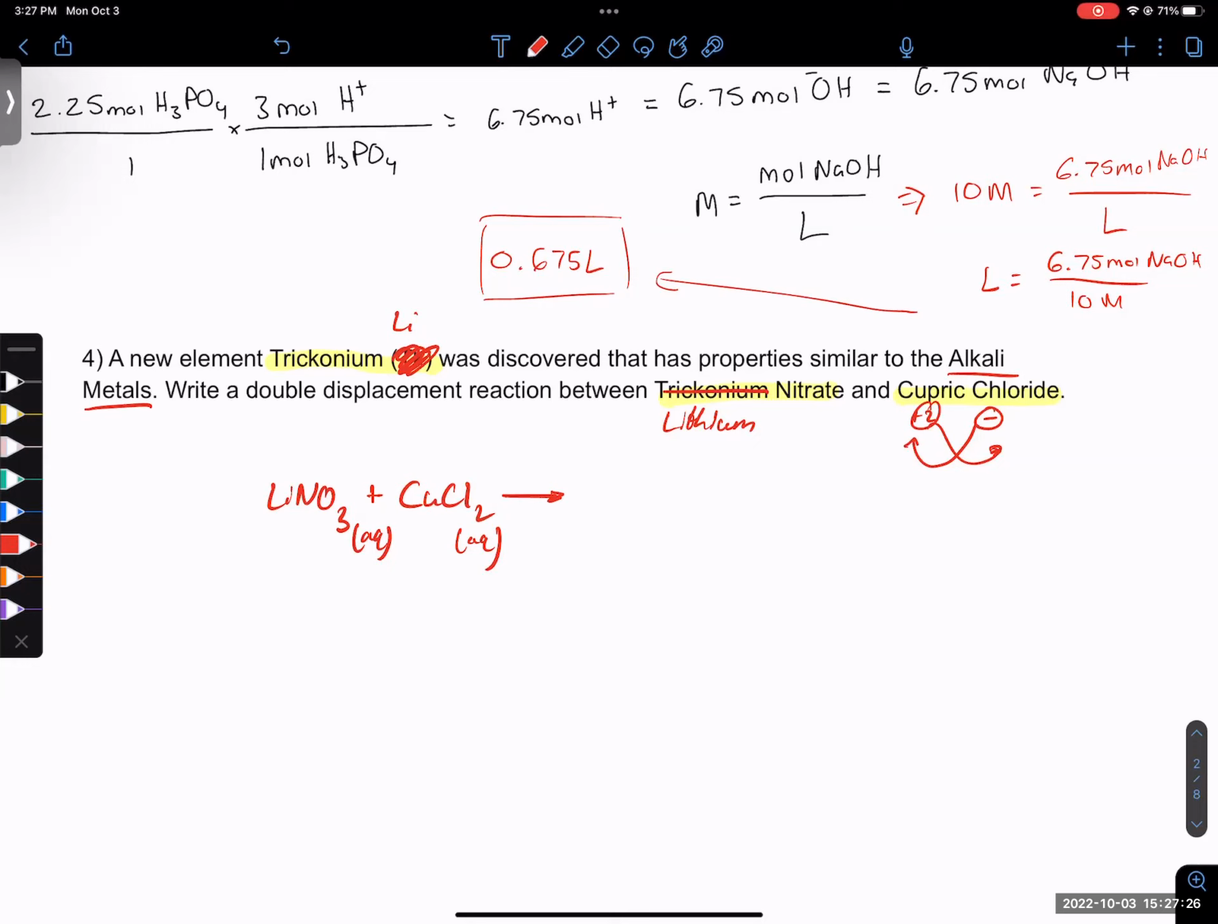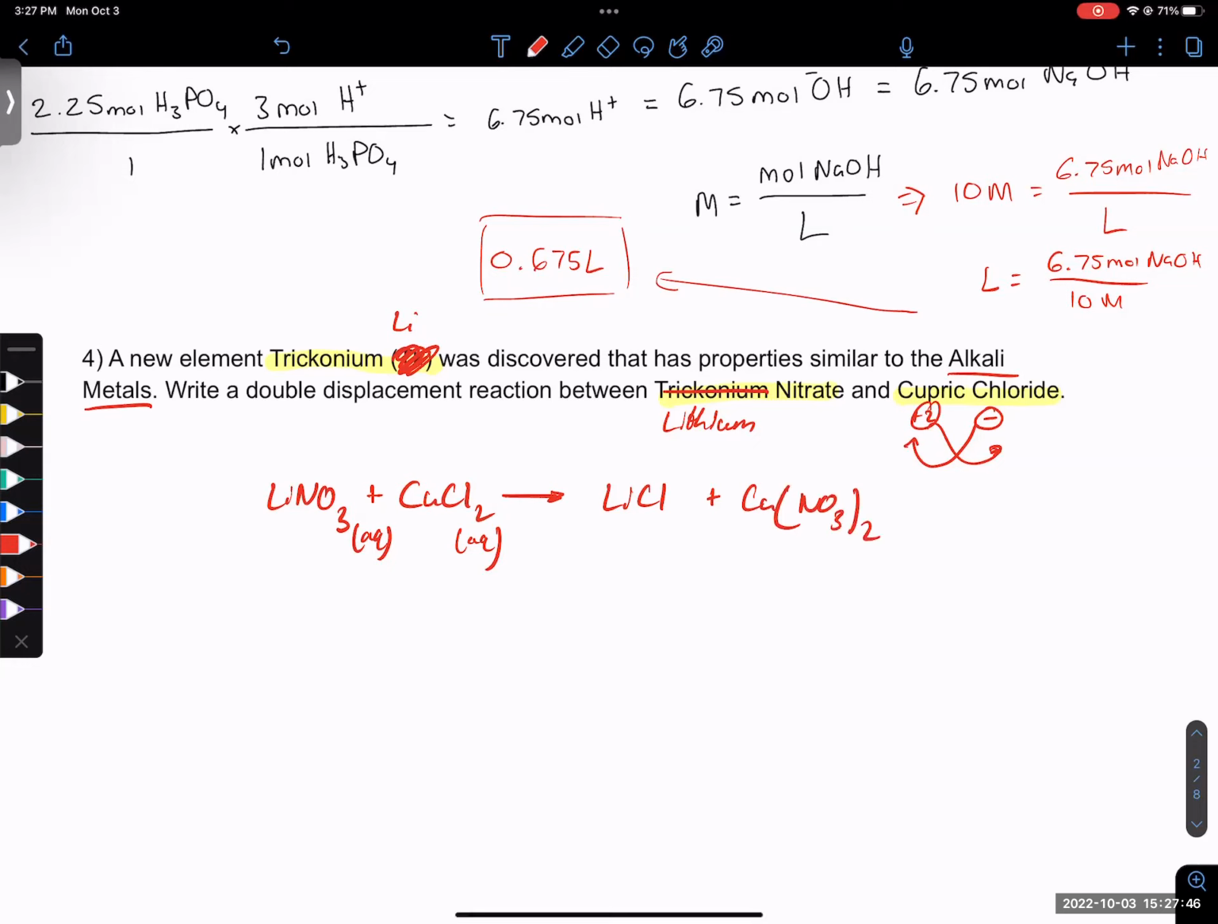Yeah, so lithium nitrate, right? So what will be your products now? You do the flipping of the cation and the anion. So lithium chloride, right? And then copper nitrate, CuNO3.